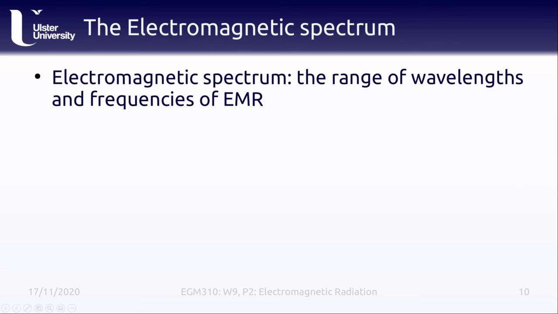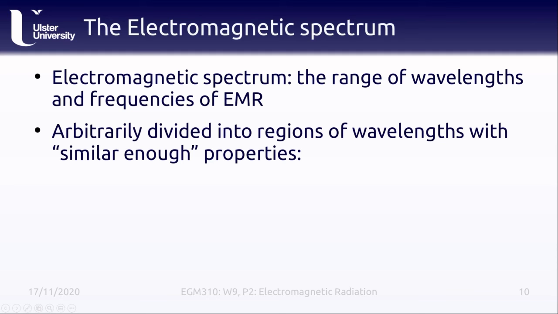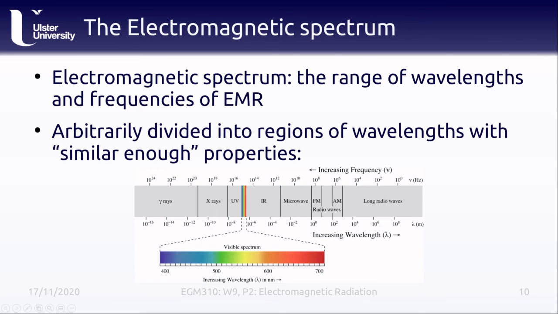Electromagnetic radiation comes in a large range of possible wavelengths or frequencies, which we call the electromagnetic spectrum. We can somewhat arbitrarily divide the spectrum into regions of wavelengths with similar enough properties. As you can see here, the light that we can see with our eyes, known as visible light or visible electromagnetic radiation, makes up a very small portion of the total electromagnetic spectrum, with wavelengths between about 400 and 700 nanometers.